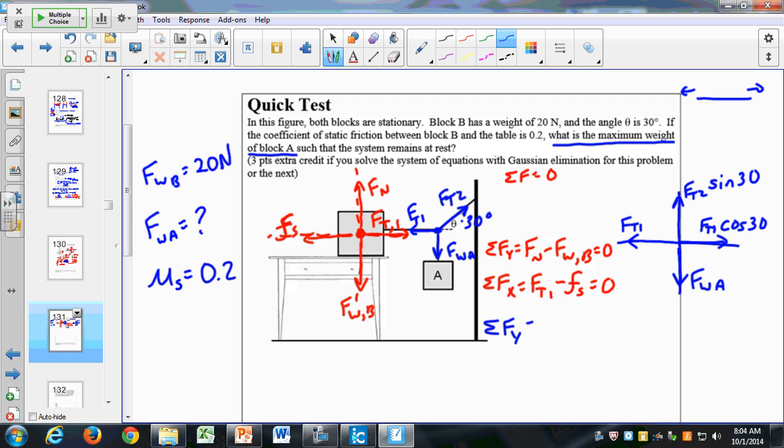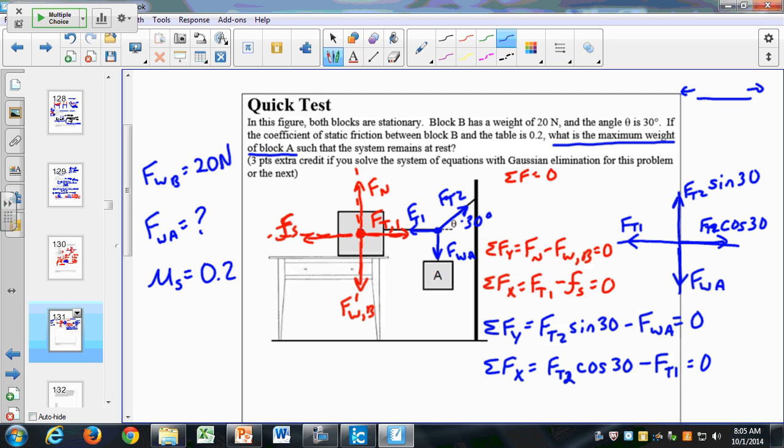All right, so the sum of forces in the y, what is that going to be? I have Ft2 sine of 30 minus FWA. That's equal to 0. And the sum of the forces in the x is Ft1 cosine of 30. Oh, yeah, I'm getting mixed up here. Ft2 cosine 30, excuse me, this should be a 2 up here, minus Ft1 equals 0. All right, so those are my equations.